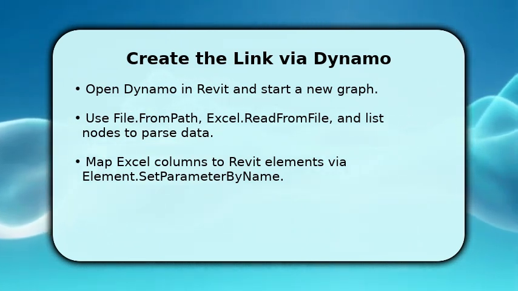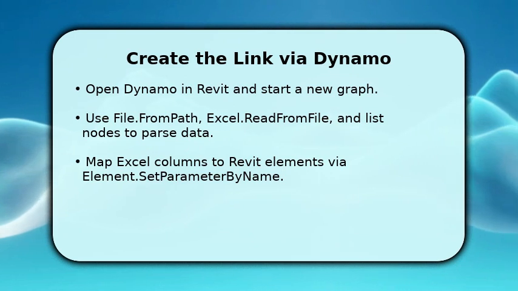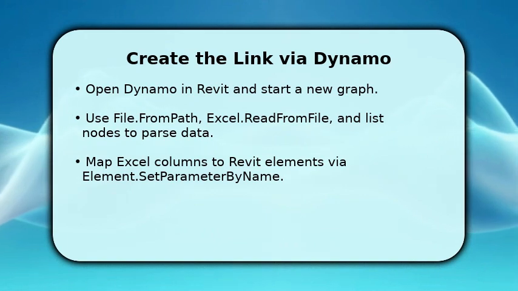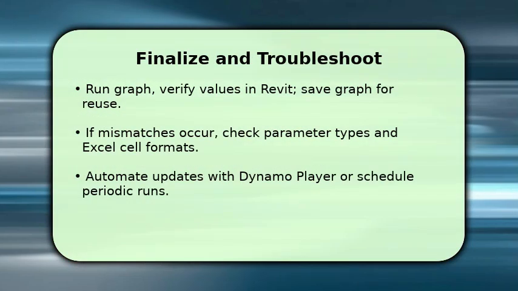Finally, collect target Revit elements and employ Element.SetParameterByName to write the right values. This approach keeps the process repeatable and auditable. You finish by running the Dynamo graph and verifying values inside Revit schedules or element properties.